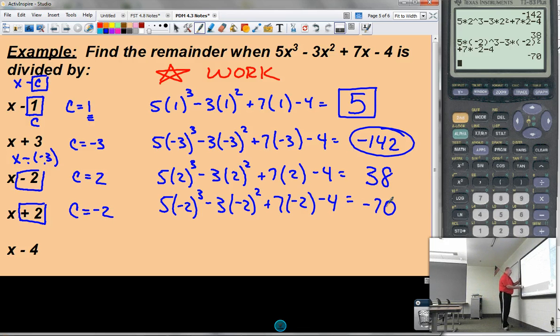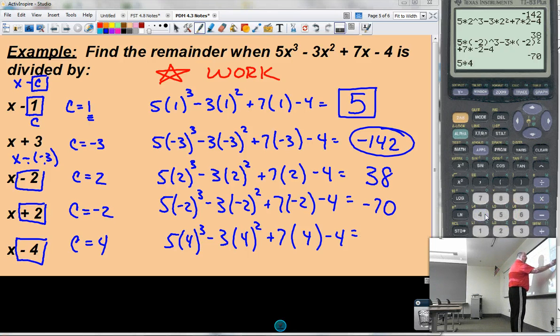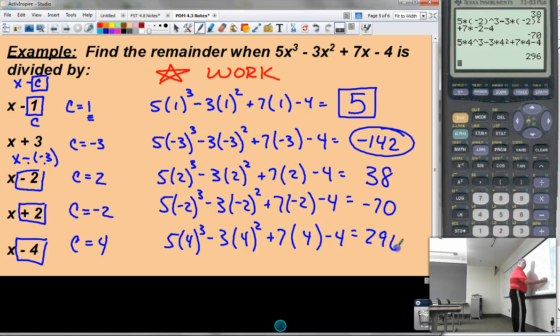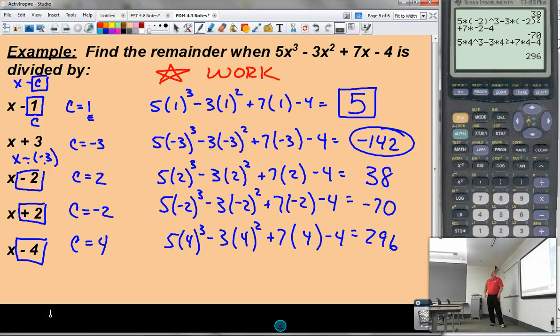Work with me. And then the last one, x minus 4, C would be 4. 5 times 4 cubed minus 3 times 4 squared plus 7 times 4 minus 4. Okay, and this seems like it's probably going to be large, but 4 cubed minus 3 times 4 squared plus 7 times 4 minus 4, 296. And that's the remainder theorem, and hopefully that should be enough.